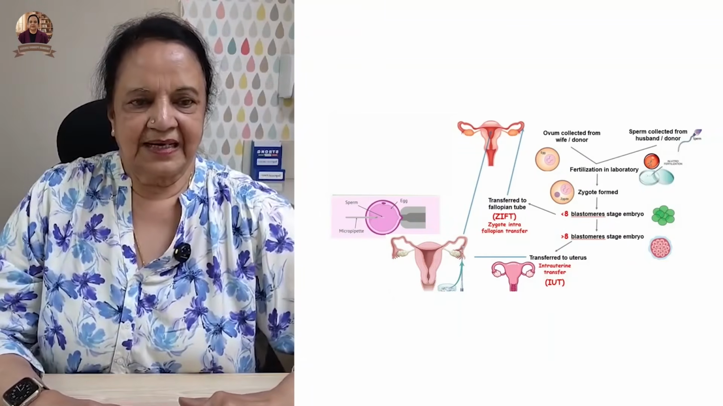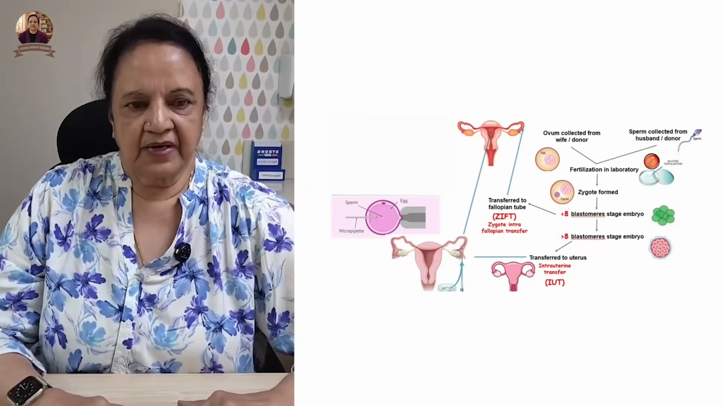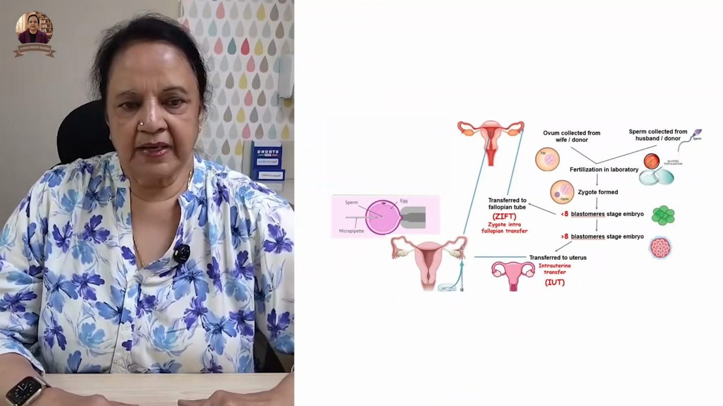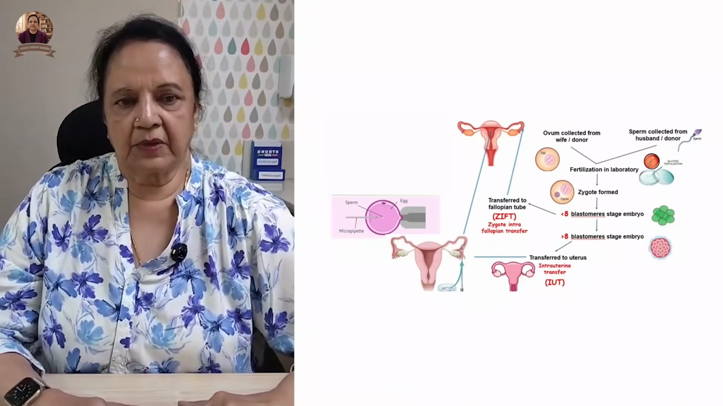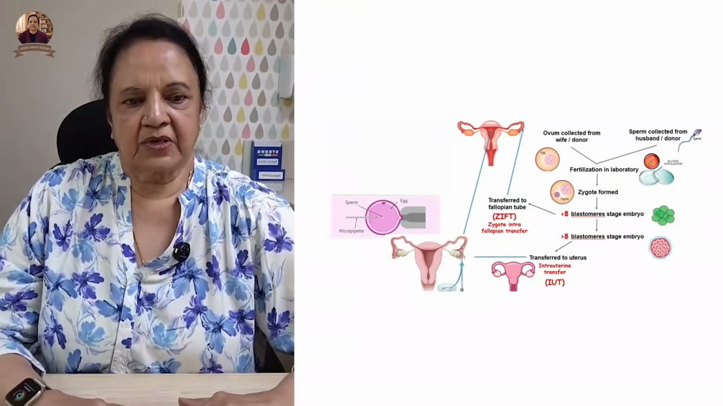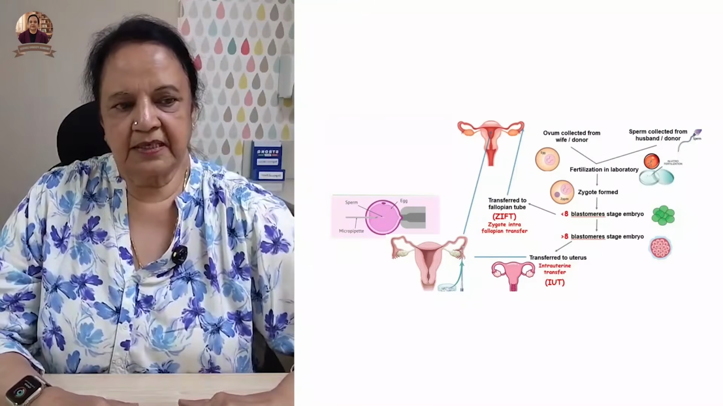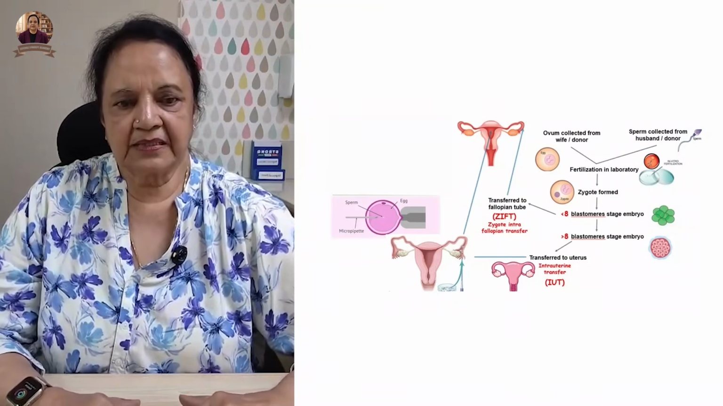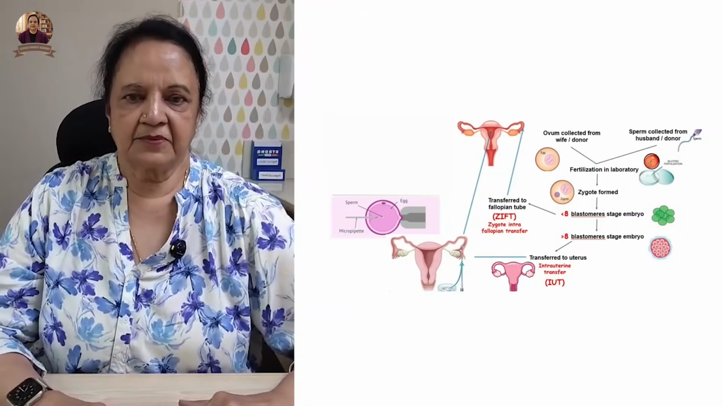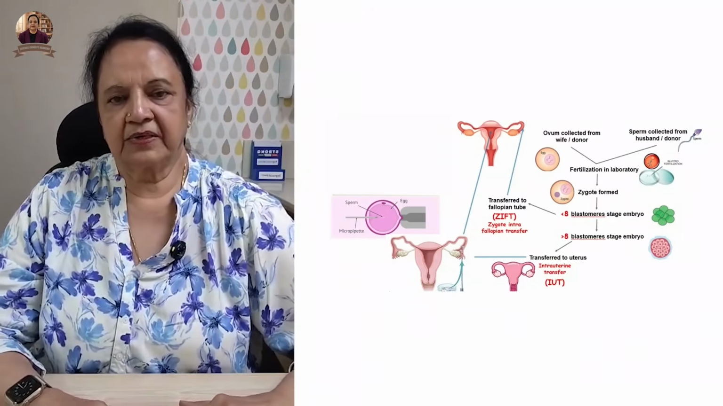Embryo culture. The fertilized egg, now a zygote, divides to form an embryo, usually at the 2 to 8 cell stage, or what we call a blastocyst. Embryo transfer. The healthy embryo is then transferred into the woman's uterus, where it implants and develops naturally into a fetus.